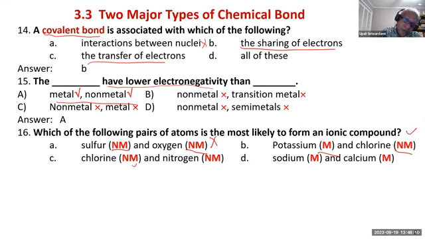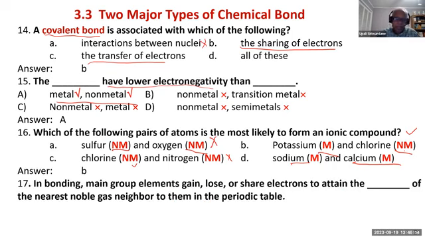Chlorine and nitrogen are non-metals, therefore this is not forming an ionic bond. Sodium and calcium are two metals. They make a metallic compound, alloys. Therefore, that's not the answer. The answer is B.